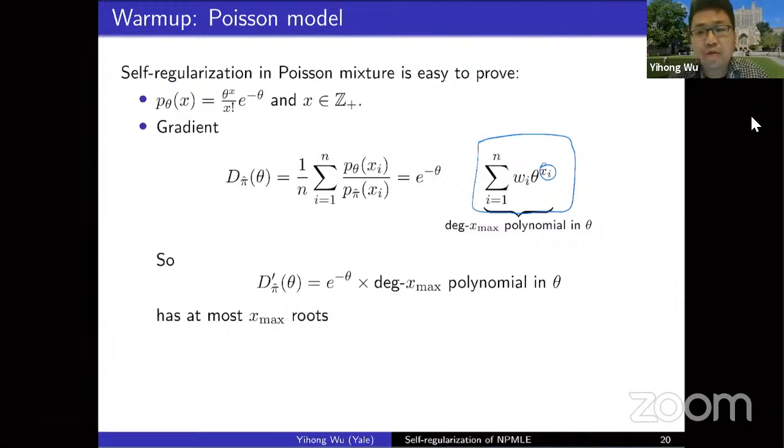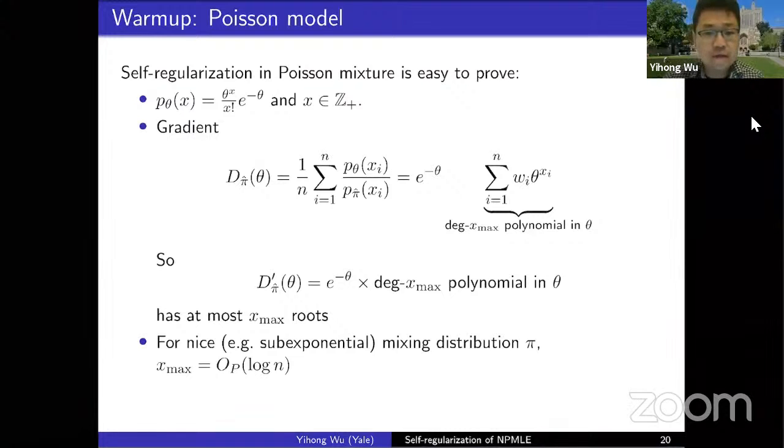If you take the derivative, it's also an exponential times a polynomial of the same degree. And I know a polynomial of degree d has at most d roots. So when you fit a Poisson mixture, even if you have n observations, your number of roots is at most the maximum of your observations, which usually grows very slowly. If you have a nice mixing distribution, Poisson has an exponential tail, so the maximum is only of order log n. This immediately tells you that, without any new techniques, you can prove that running NPMLE on the Poisson model will return a model of size log n with high probability. And log n is also the right model complexity for the class of Poissons.